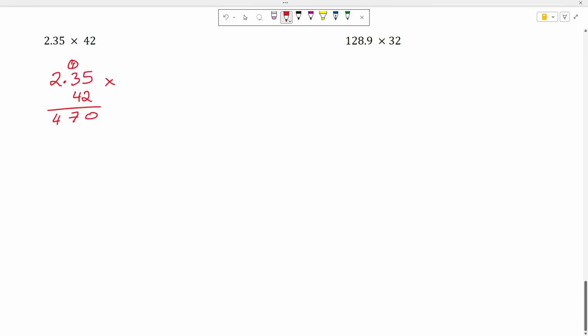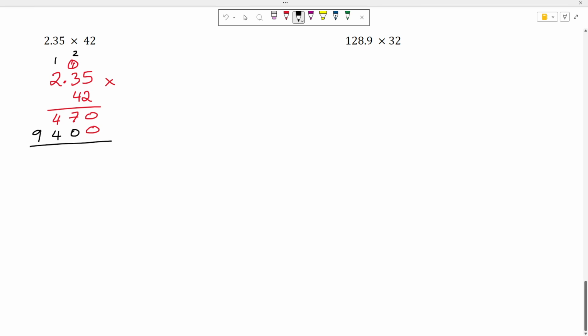Right guys? On the second line, since we're talking about the tens digit, we're going to start with a 0, or you can also put an x if you want. Now we're going to multiply everything with 4. Now 4 times 5, let me use another color. 4 times 5 is 20. 0 carry over 2. 4 times 3 is 12. 12 plus 2 is 14. 4 carry over 1. 4 times 2 is 8. 8 plus 1 is 9.